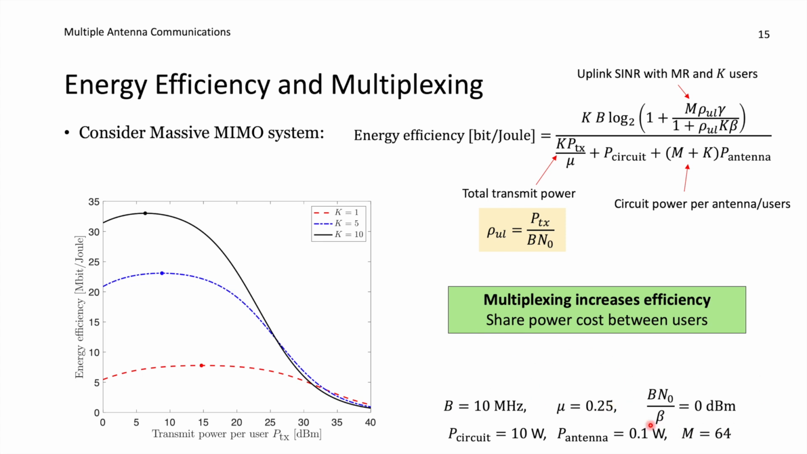We will now continue the same example using the same parameter values, the same bandwidth, amplifier inefficiency, the channel parameters here. The circuit power is still 10 watt, the power per antenna is 0.1 watt, and the new assumption is that we have 64 antennas, so this is a massive MIMO type of system.